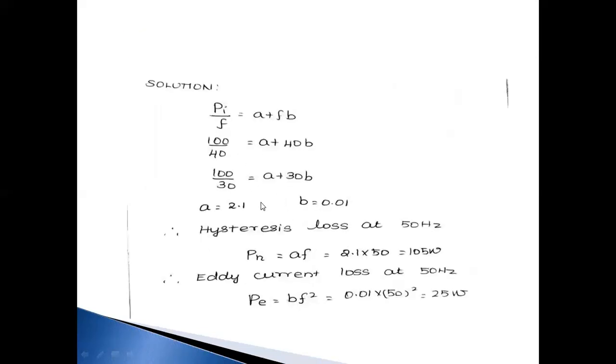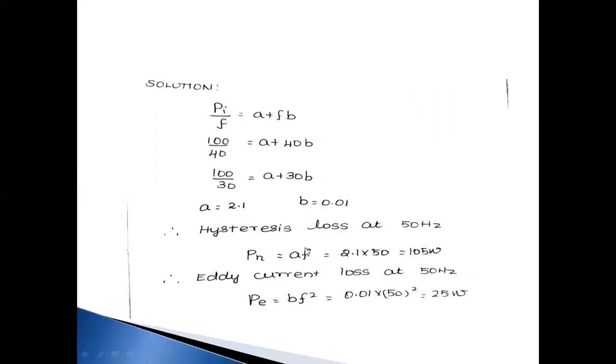So from that equation we are finding the A and the B value. The hysteresis loss at 50 hertz will be Ph equal to A into f, that is 2.1, which I have found, into 50, is 105 watt. And the eddy current loss at 50 hertz is Pe, that is B into f square.